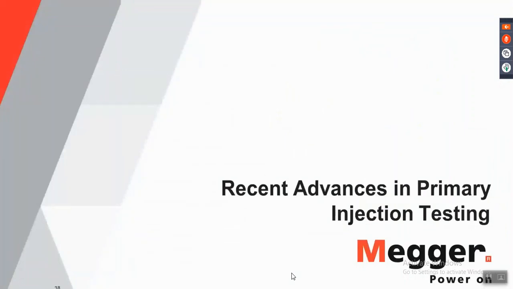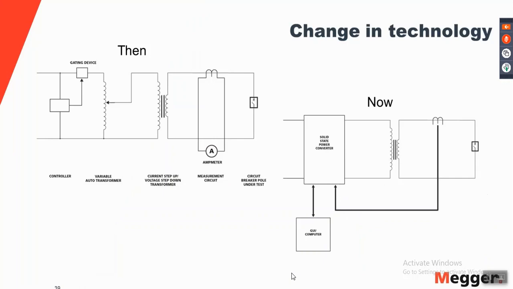Now let's talk about some of the recent advances in technology and how it has affected primary injection testing. As far as the technology goes, the traditional technology which has been around for a long time is the one shown on the left. You can see that there is a gating device to control the firing angle of the voltage, and then there is a variac that feeds into a step-down transformer. You have a CT connected on the output, which gives you the current being put out by the test set.